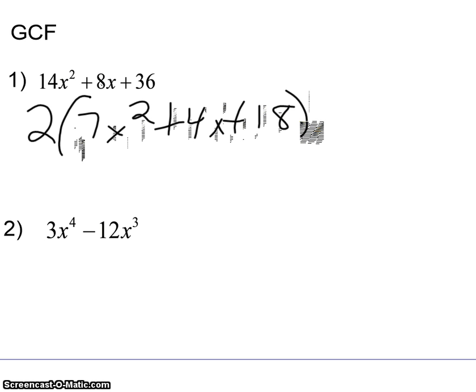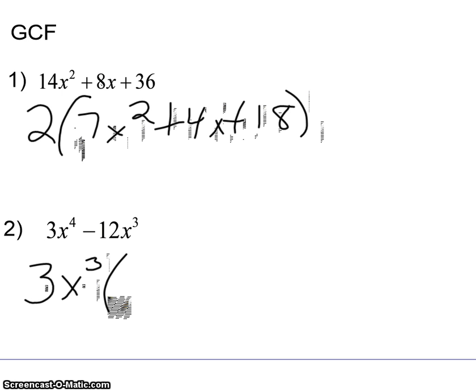Problem number 2, 3 goes into both terms evenly, and then there is the same variable in both terms. There is an x in both terms. So what we need is the smallest power of those exponents. So we've got a 4 or a 3, so we're going to divide out the x to the third. That's the smaller one. Now I'm going to divide that out of each term.